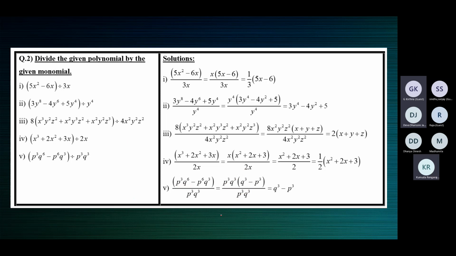You can cancel them separately, p cubed and q cubed, because they're connected by multiplication signs, p cubed into q cubed. There's no plus or minus at all there, so each of them is independent. And the answer is q cubed minus p cubed, whatever remains in the numerator.